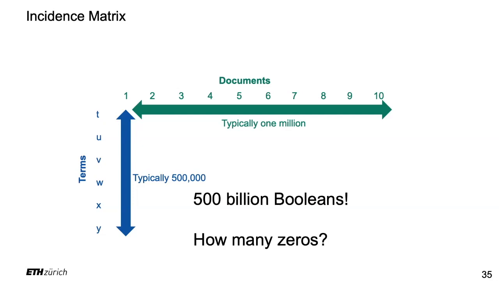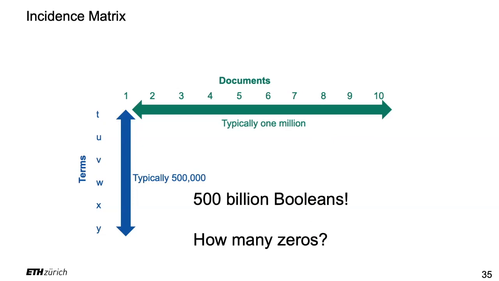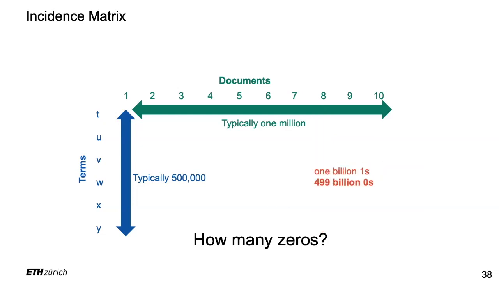how many zeros do you think that there are in this matrix? Yes, almost every entry is a 0. So almost probability 1, there's basically zeros all over the place. If you consider that there's typically 1,000 terms per document, that's 0.02. I don't know. My brain is too fried to do any calculation, but basically you probably see that there's zeros all over the place, right? So we have 500 billion bits, Booleans, and we have only 1 billion ones and 499 billion zeros.